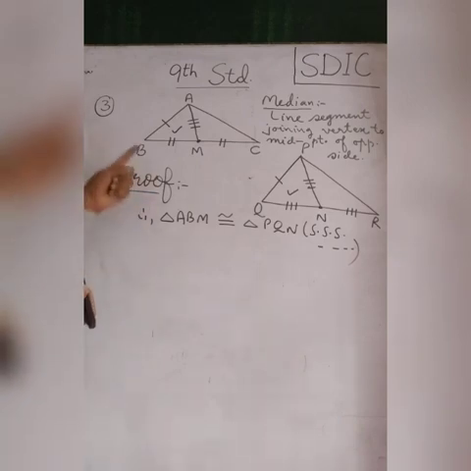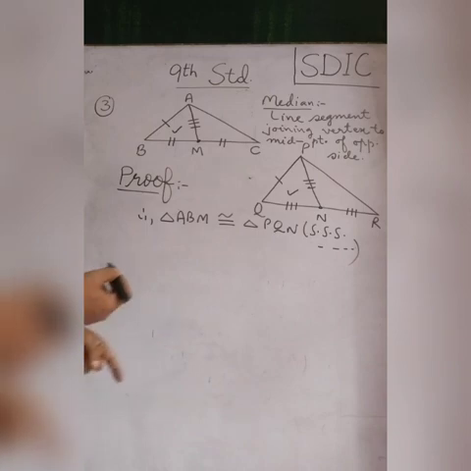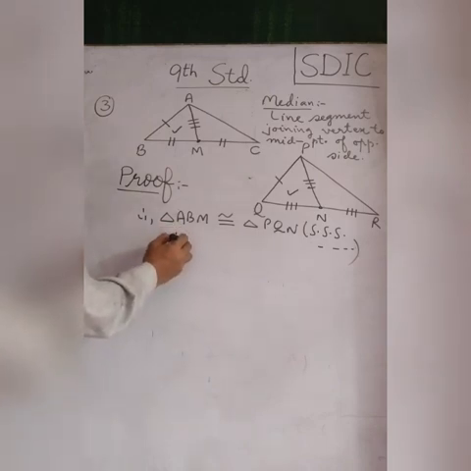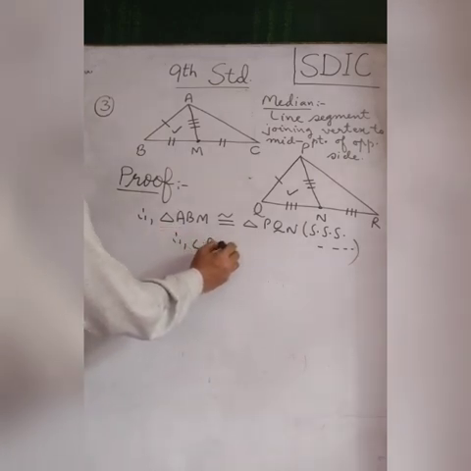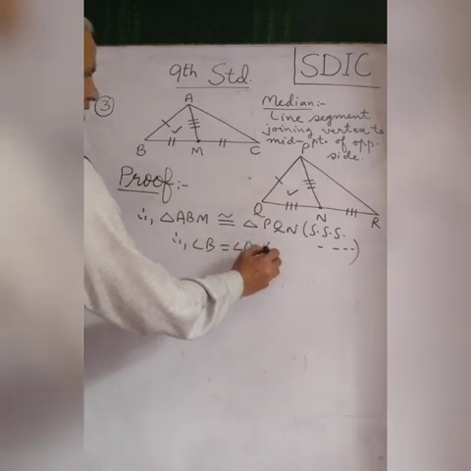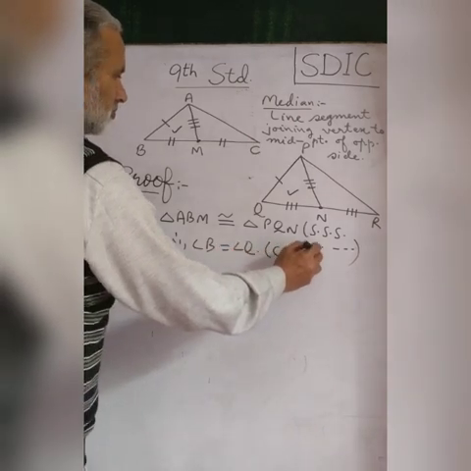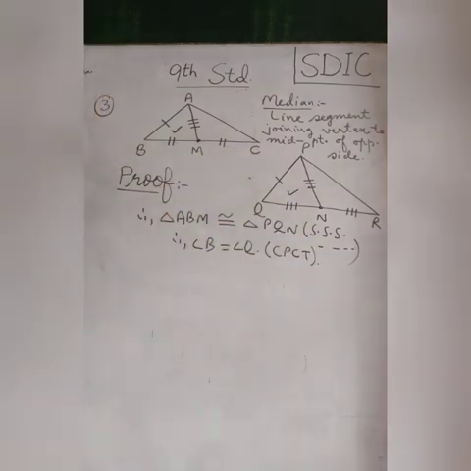That is this angle B and angle Q. These are corresponding angles, will be equal. Therefore, angle B is equal to angle Q. The reason is CPCT. We need this in the next part.